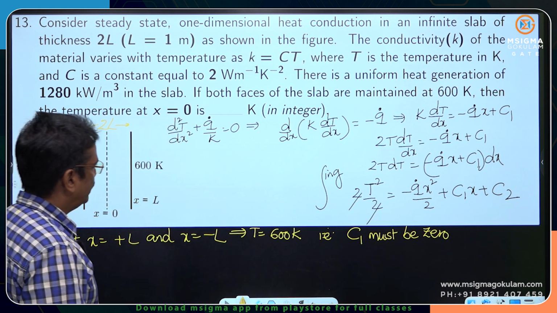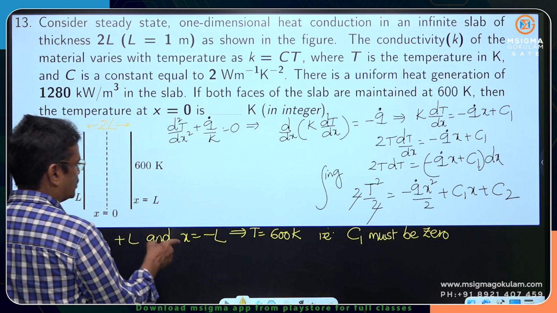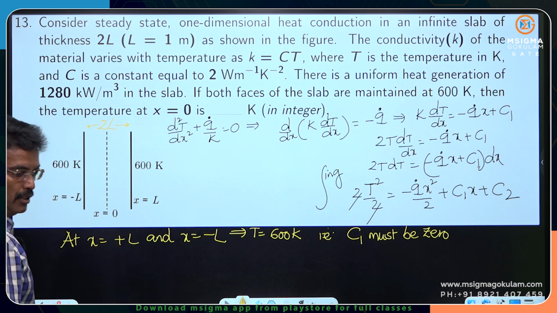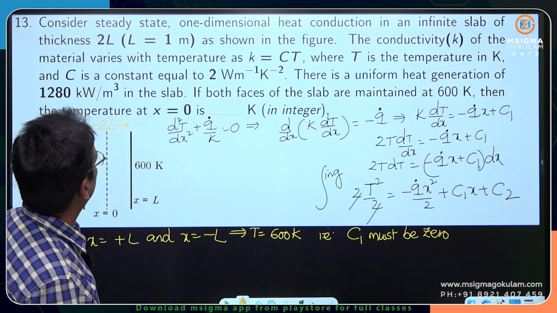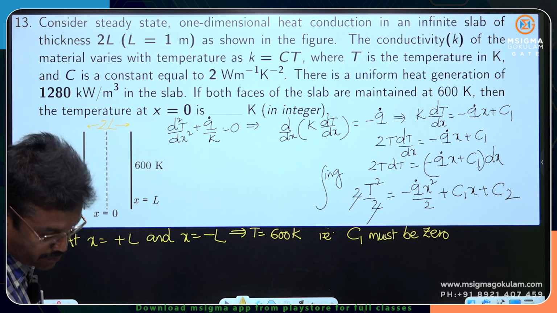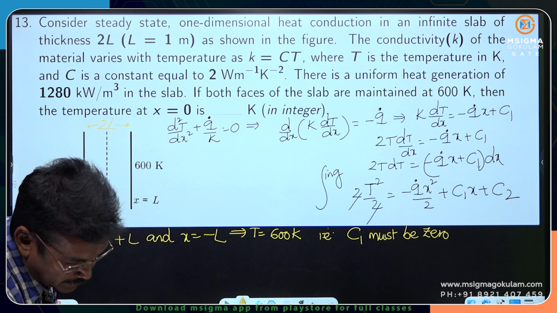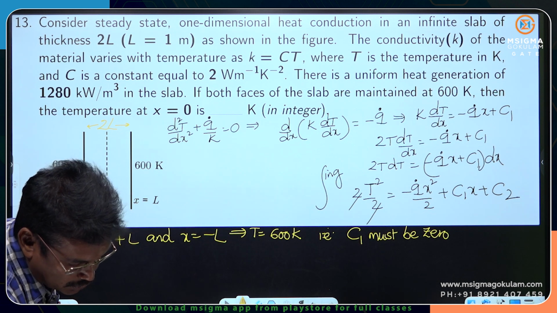Here K is the variable thermal conductivity. So at x is equal to plus L and minus L, C1 becomes 0, and the second boundary condition is given as 10 power 6. C1 has become 0, and look at that question, that is the second boundary condition.